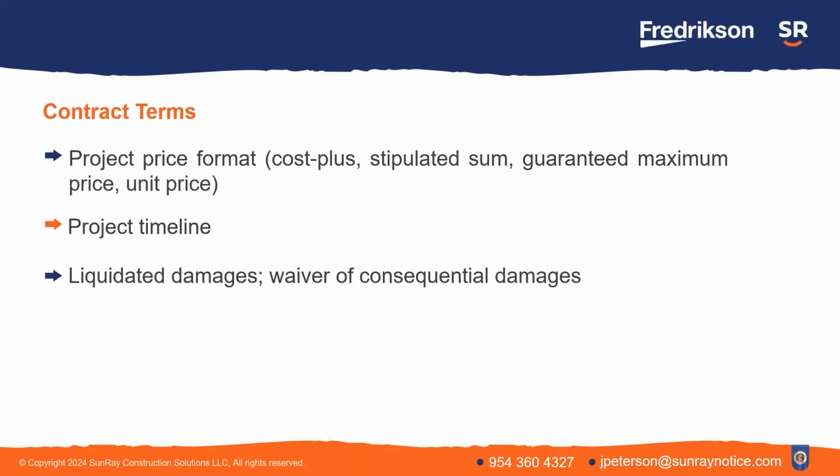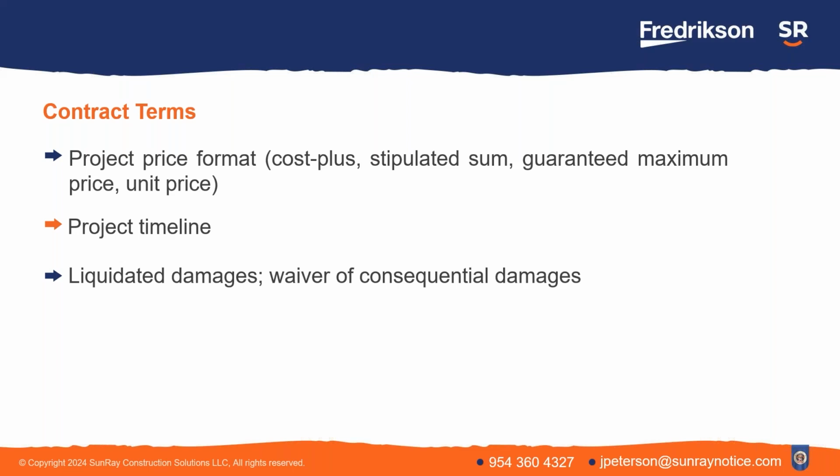The most fundamental term in a construction contract is how you get paid, and more importantly, how that payment is calculated. I've listed here in parentheses the primary or most common project price formats. The first is cost plus, stipulated sum, then a guaranteed maximum price or GMP contract, and finally a unit price contract. So let's talk quickly about what each of those are just as a refresher.